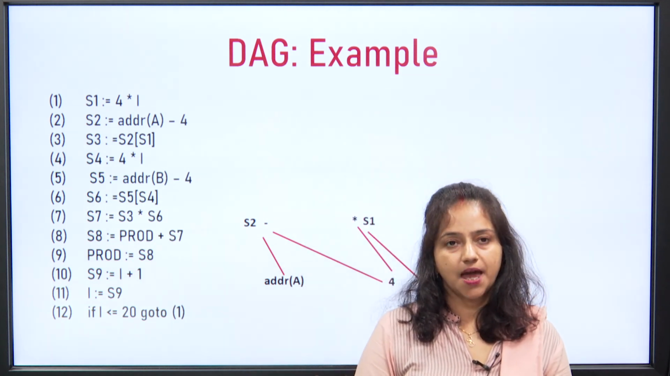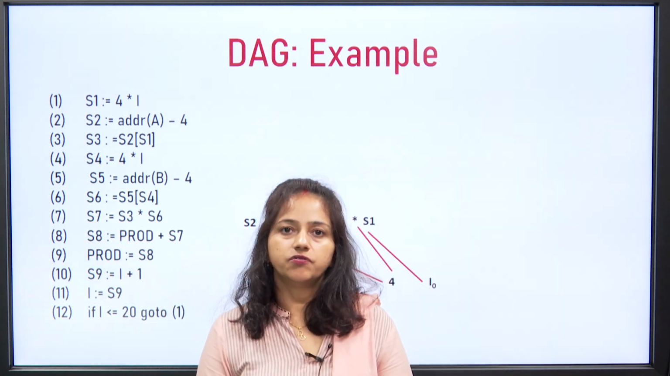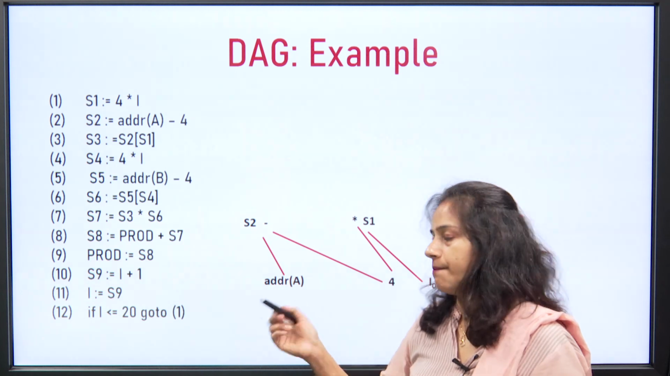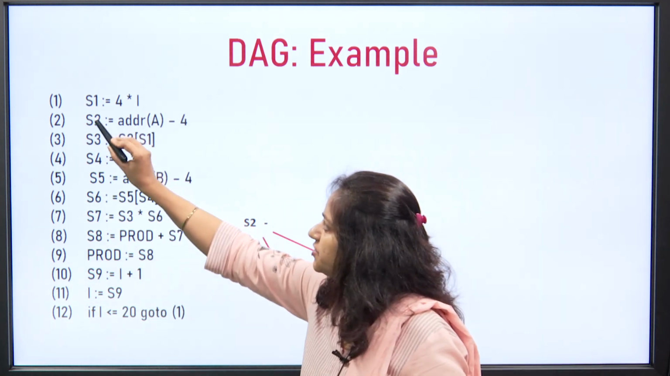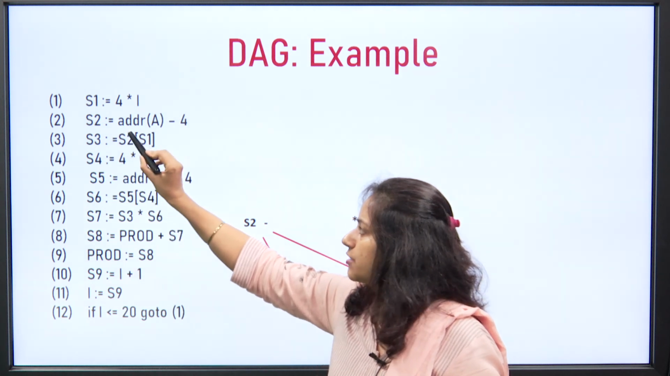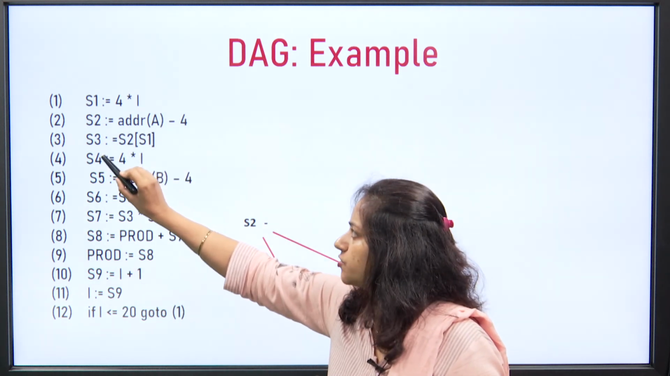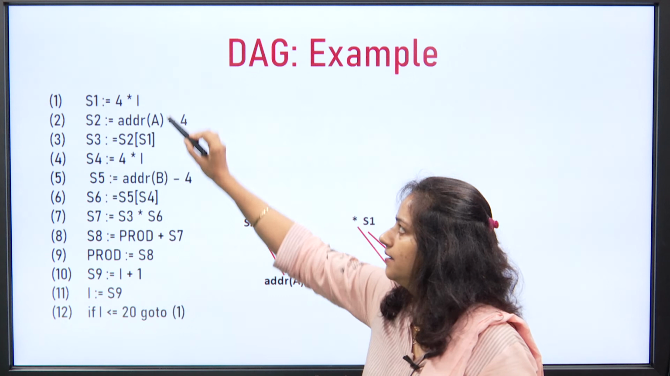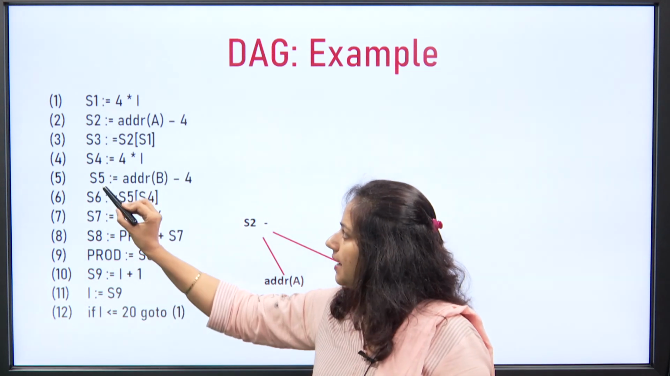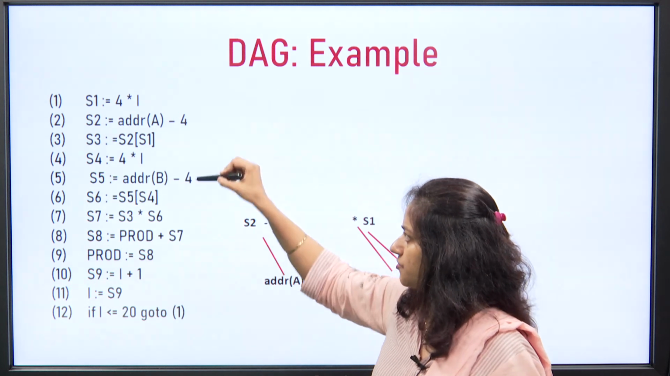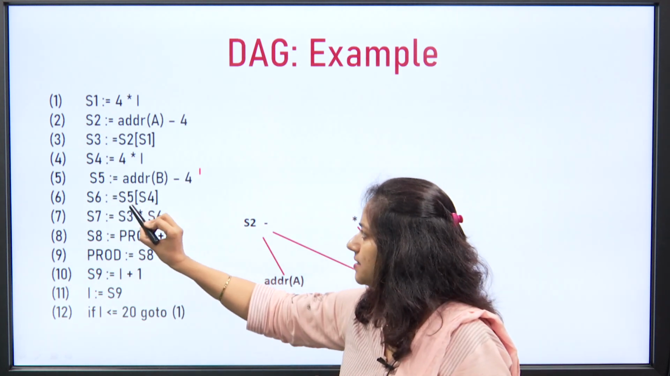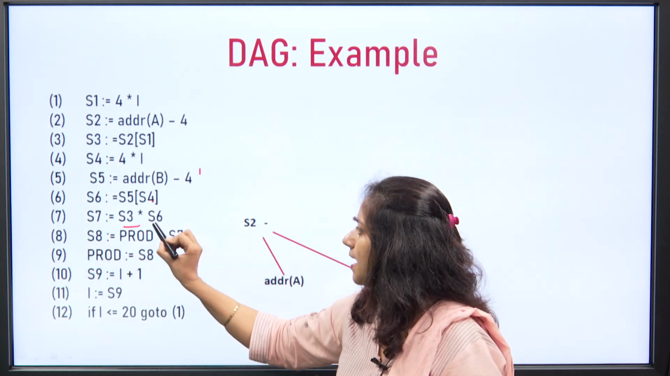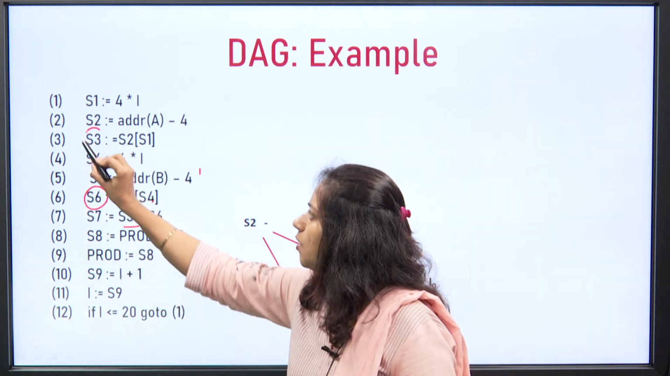So, here we will see one example of drawing the DAG for 3 address code. Suppose this is the intermediate representation written in 3 address code. S1 is equal to 4 into I, S2 is equal to address of A minus 4, S3 is equal to S2 at index S1, S4 is equal to 4 into I, again 4 into I is computed, then S5 is equal to address of B minus 4, this 4 is reused, then S6 is equal to S5 at index S4. Now, S7 is equal to S3 and S6, meaning the multiplication of these two.